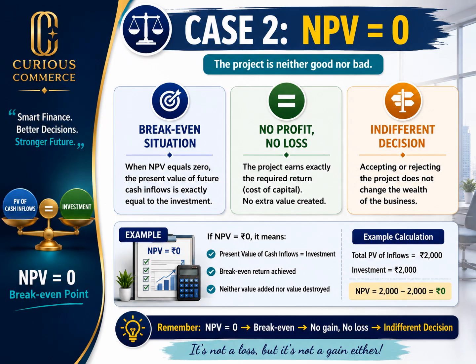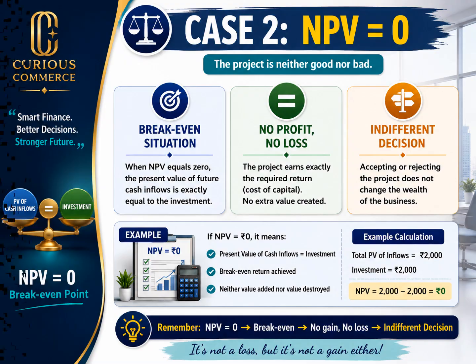But for examination purposes, remember the basic rule: NPV is greater than zero, accept the project. NPV is equal to zero, it is indifferent. And remember one more sentence: zero NPV means the project earns the required return. It does not automatically mean a financial loss. Now, let us examine the loss situation, that is, NPV is lesser than zero.